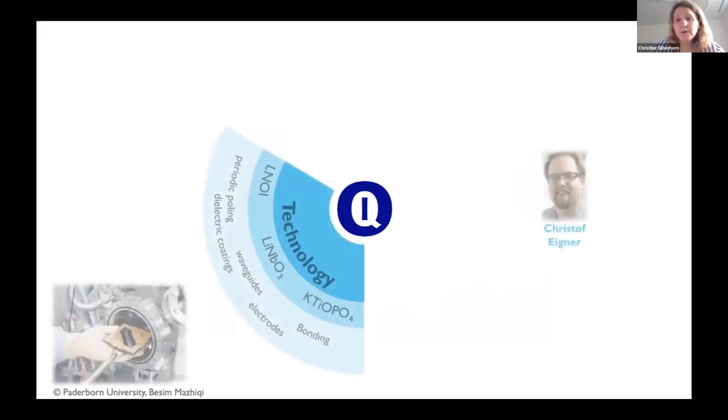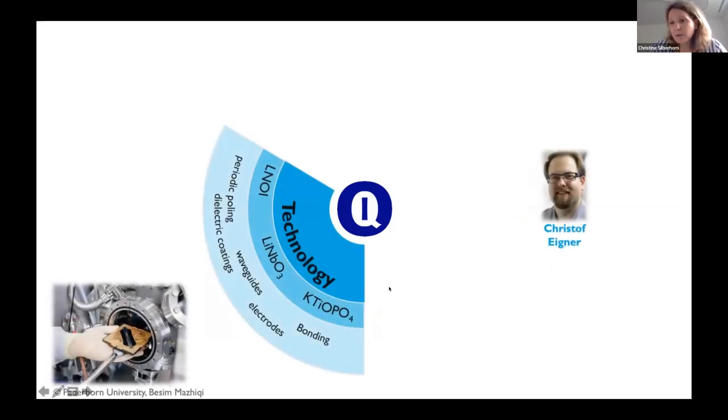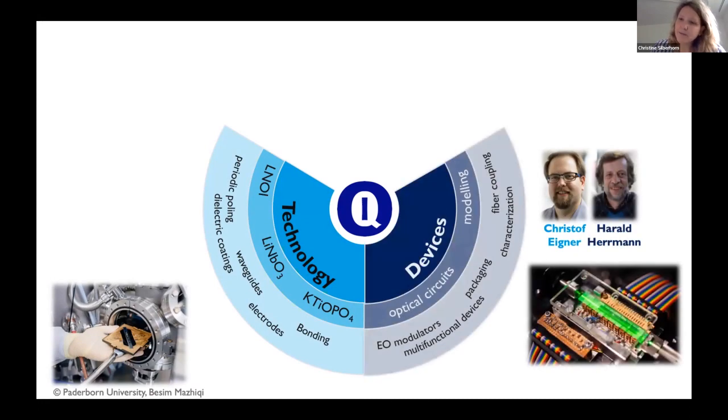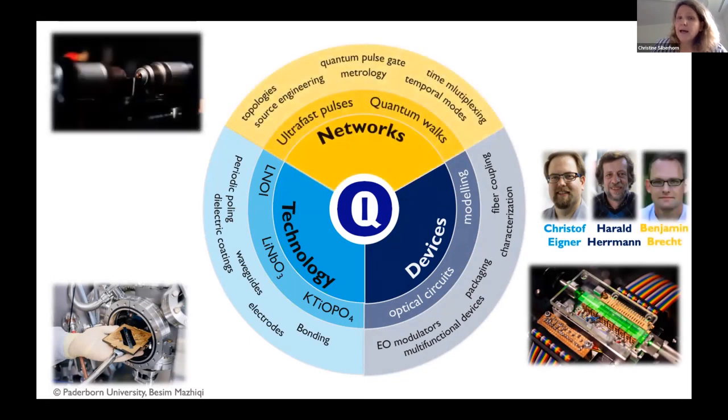So before going into detail, please allow me to introduce briefly the Integrated Quantum Optics group, which I'm heading. We have different competences, and we have one subgroup led by Christoph Eigner, who really deals with technology, because I really believe we have to build the technology which is really tailored to our needs for quantum photonics. Then you have to go to the optics lab and have to build devices out of that. And there are experts in my group led by Harald Hermann who really focus on building up devices. And last but not least, we also need to have the quantum systems operating, and there theory plays an important role. And we have the quantum networks group led by Benjamin Brecht.